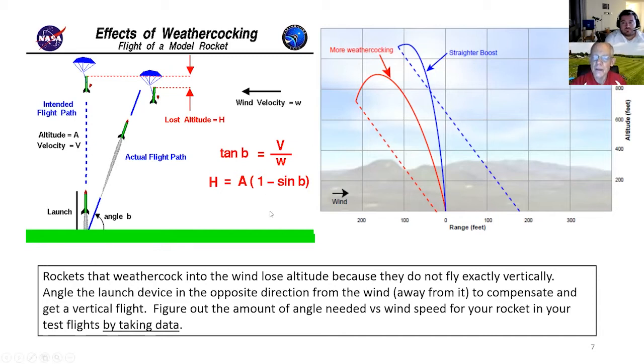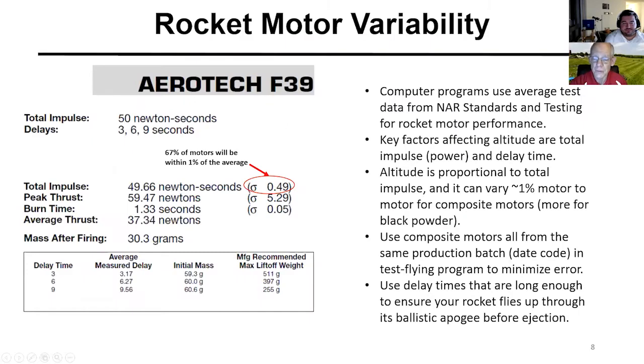I've said the word data a lot. I'm going to keep saying it a lot. That's what this is about. Take data, understand what it's telling you, adjust based on what it told you, and test again to make sure you got it right. So let's talk about rocket motor variability.